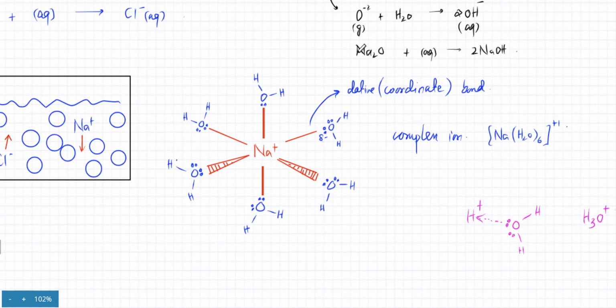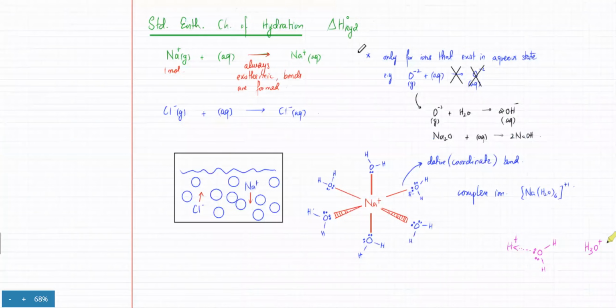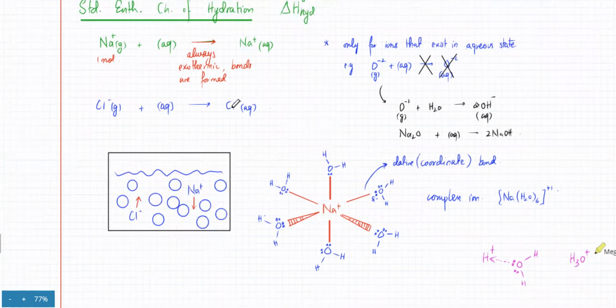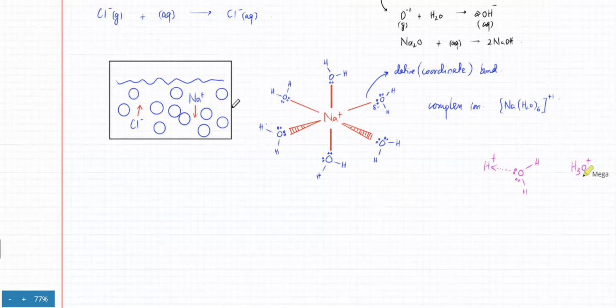So this is what happens when an ion gets hydrated. When we write a gaseous ion, it simply means an ion that's not bonded to anything, and then you put it in water and it gets completely surrounded by water molecules and forms those dative bonds, which is why this is always exothermic, because bonds are getting formed. So is this point clear? Yes, sir. And it's always exothermic.